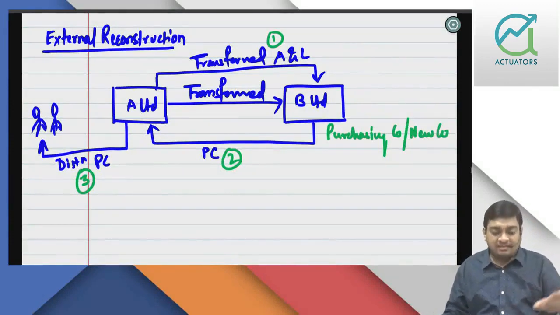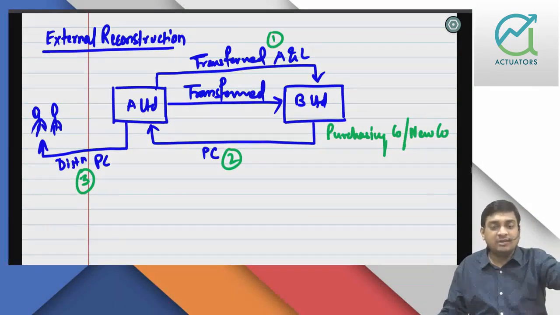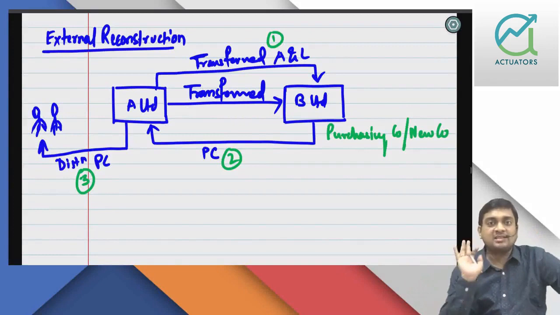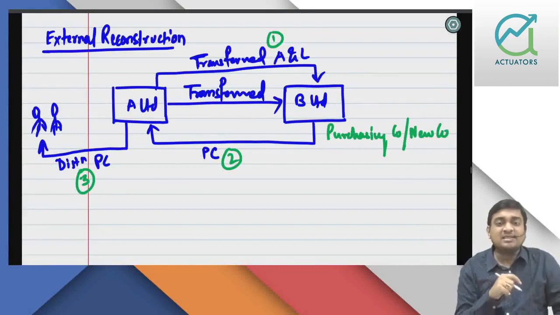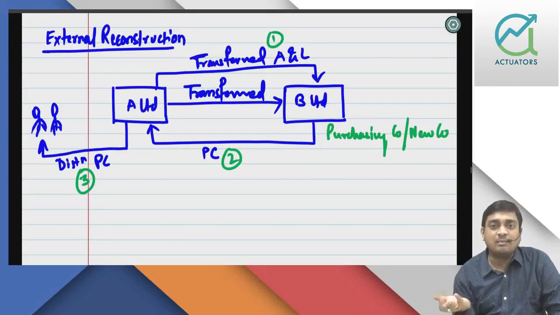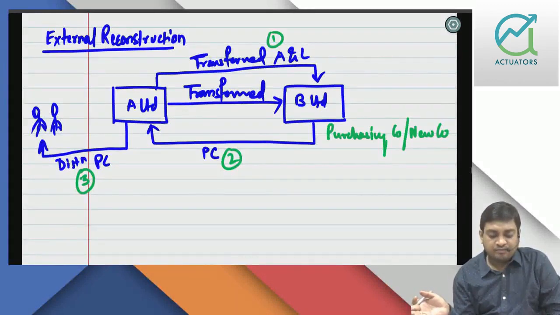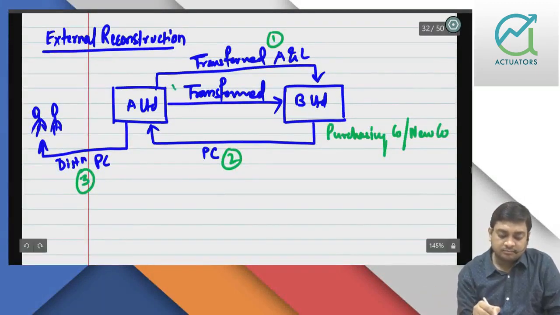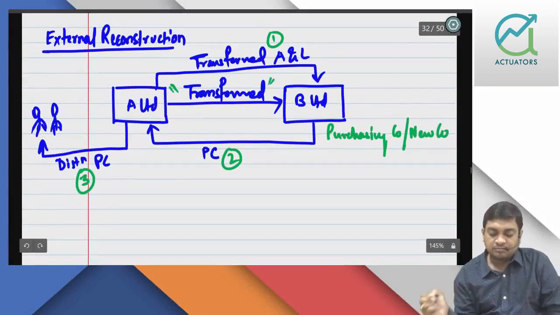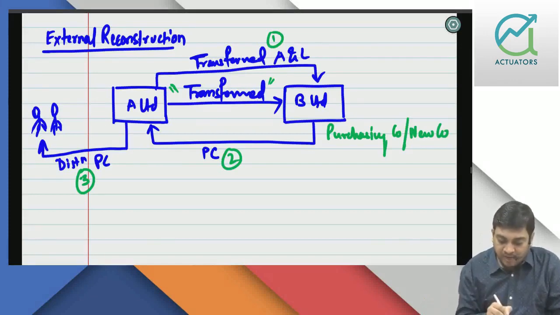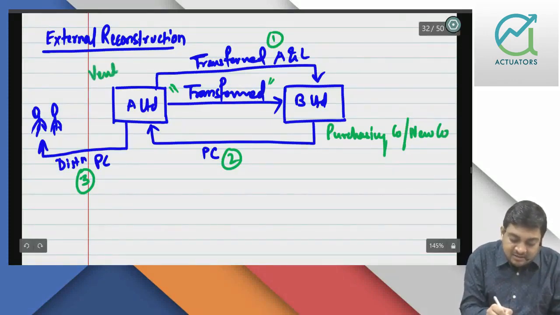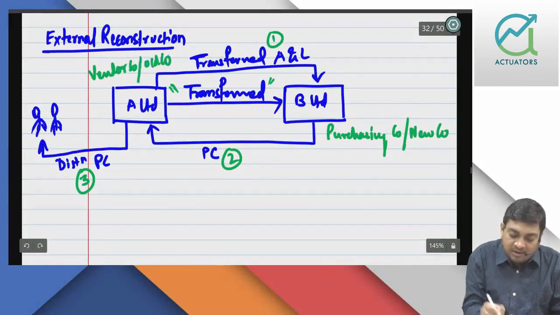Simply, I have just changed the name. I want to bring A Limited into liquidation and I want to form a new company and transfer all my assets. Right? So previously I was doing business in the name of A Limited, now I will do business in the name of B Limited. Simple. Right? That is transformation. Now what happens, why do you do so? Understand. This is known as vendor company / old company.